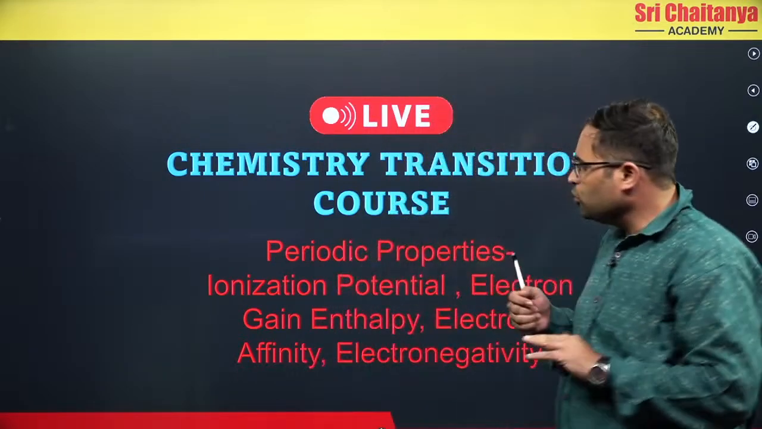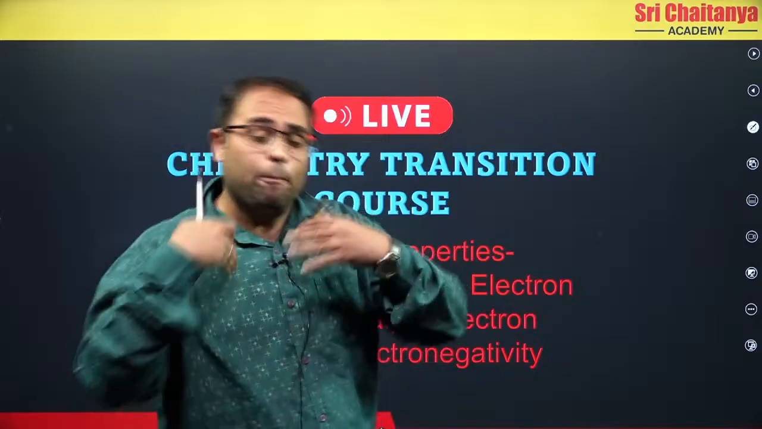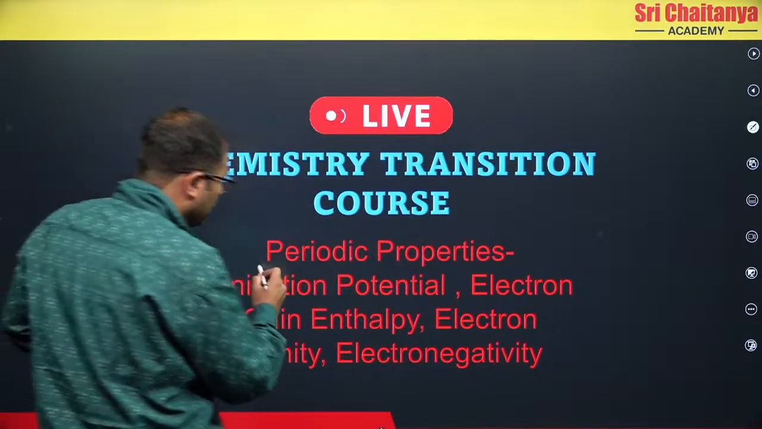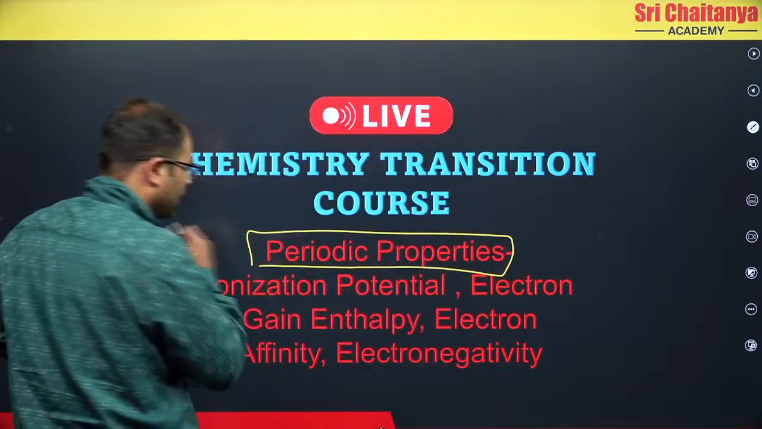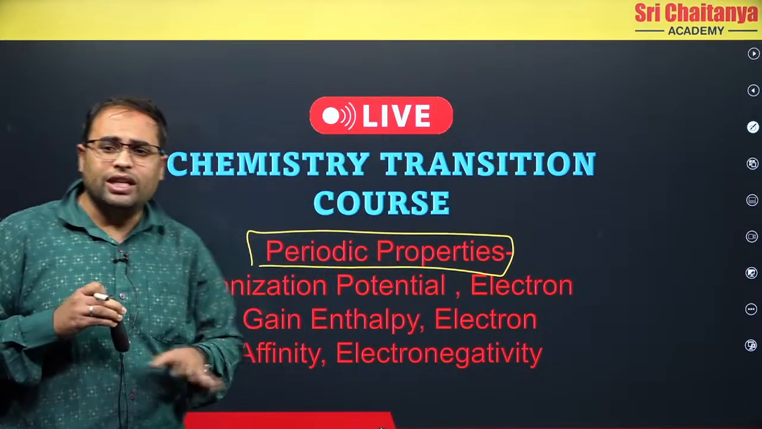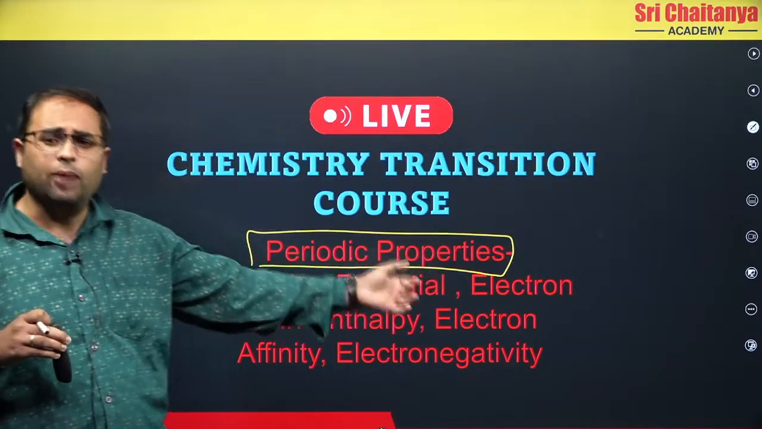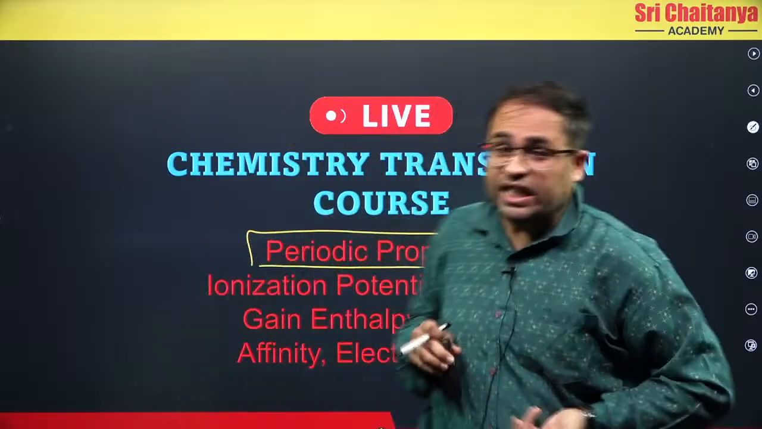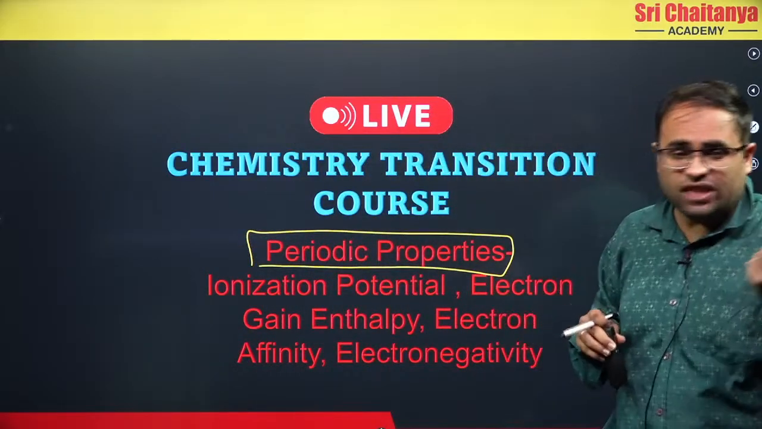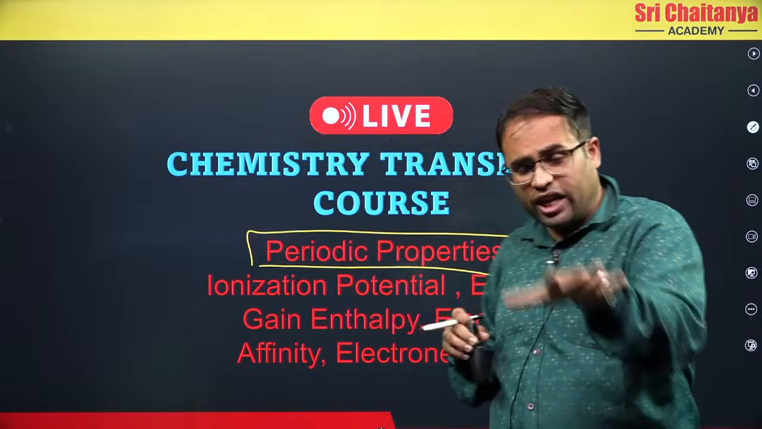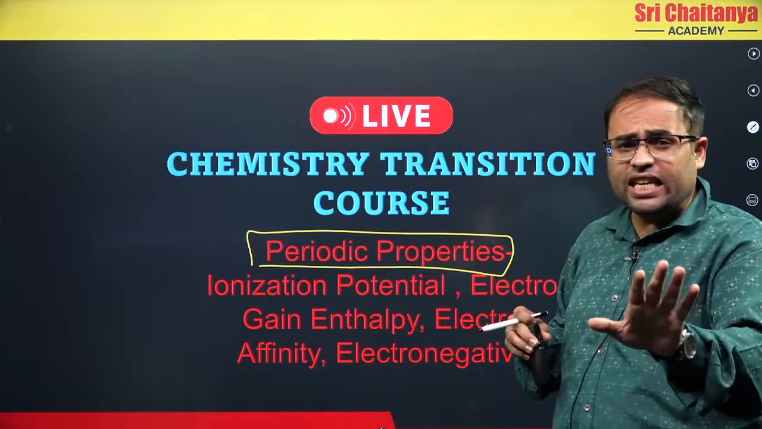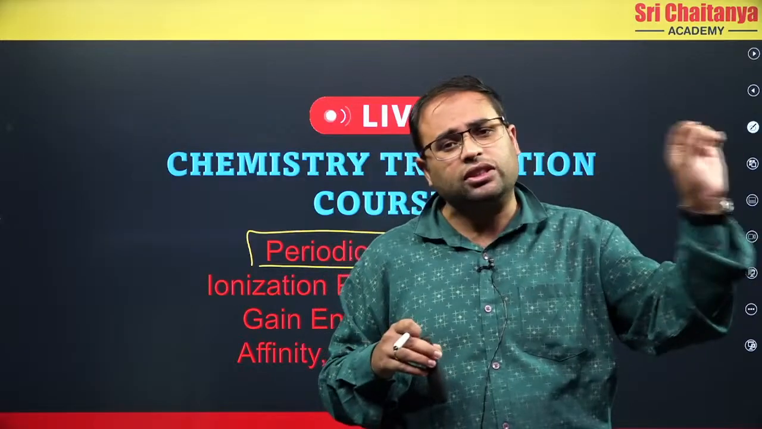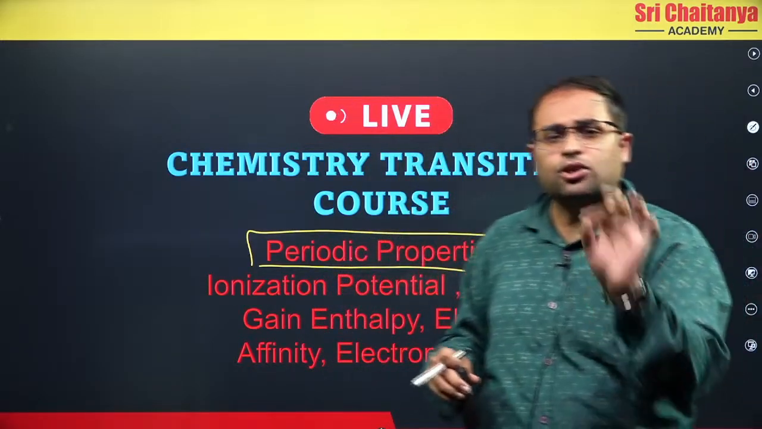So now I'm going to move to something which is an application of the periodic table, how the periodic table helps us to predict periodic properties. One of the most important periodic properties are ionization potential or enthalpy or energy, electron gain enthalpy, electron affinity and electronegativity. Let's dive deep into each of these. Very easy, not very difficult. If you understand the concept, connect the dots, then this is a piece of cakewalk.